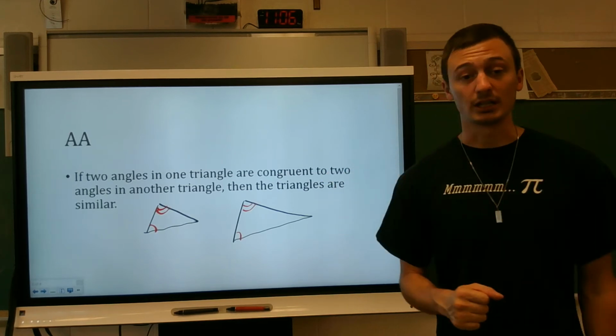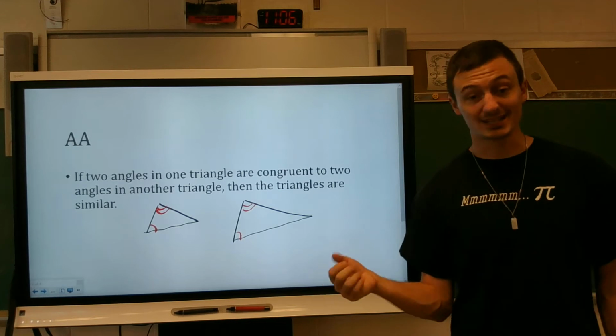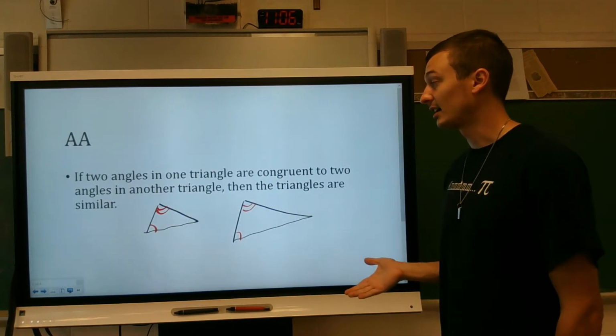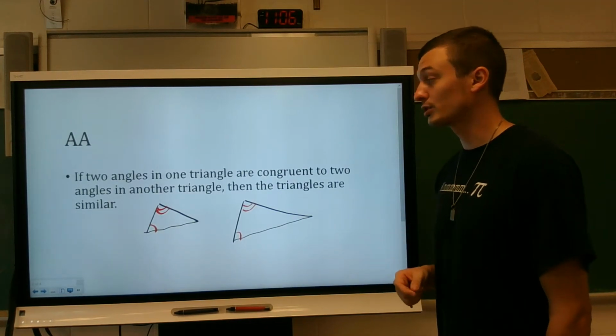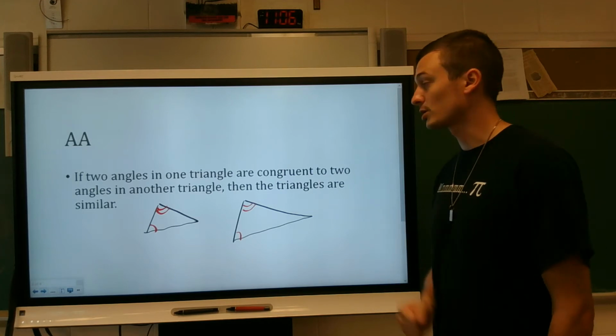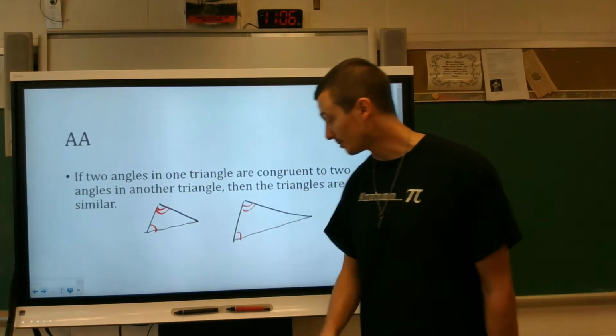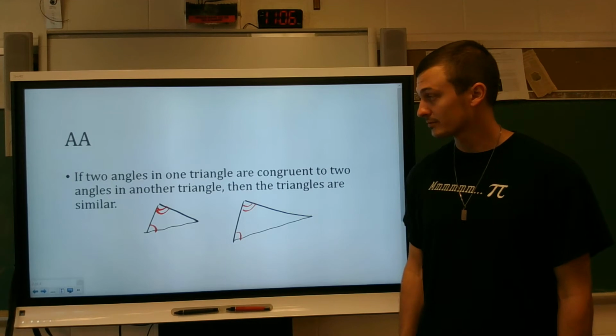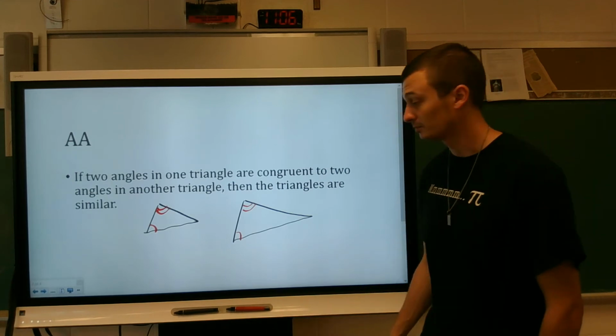And this is a postulate. This is not proven. This is accepted. That if 2 angles in one triangle are congruent to 2 angles in another triangle, then the triangles are similar. So this triangle is similar to that triangle. And that's it. That's the first one.